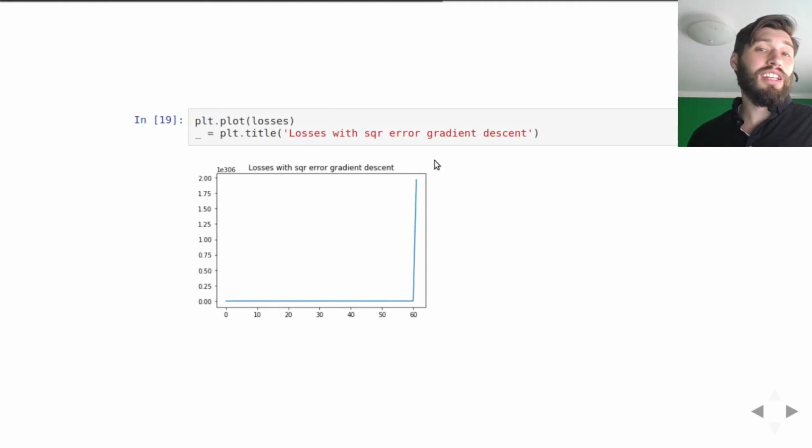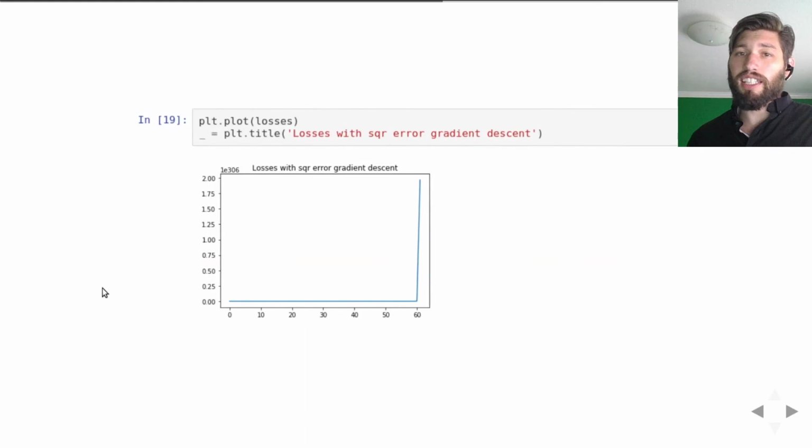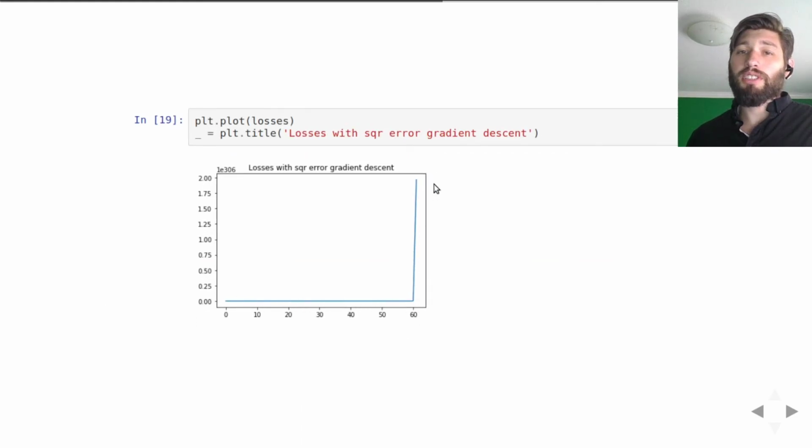Oh, it looks like the losses diverge. And that isn't too surprising. If you look at this, this warning makes us think that the losses are diverging. So the losses diverge. First lesson: there is no guarantee that when you apply a gradient descent method or a stochastic gradient descent method to your data set, it's going to work.